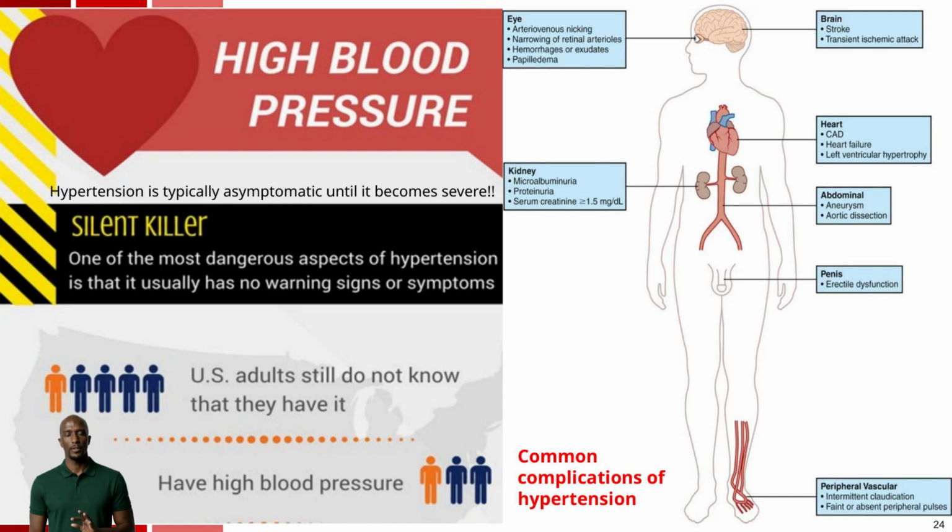Common complications include: 1. Cardiovascular system: coronary artery disease, CAD, left ventricular hypertrophy, LVH, heart failure. 2. Cerebrovascular system: stroke, CVA, transient ischemic attack, TIA. 3. Peripheral vascular system: peripheral arterial disease, PAD. 4. Renal system: chronic kidney disease, CKD, renal failure. 5. Retinal damage: hypertensive retinopathy, blurred vision or blindness.